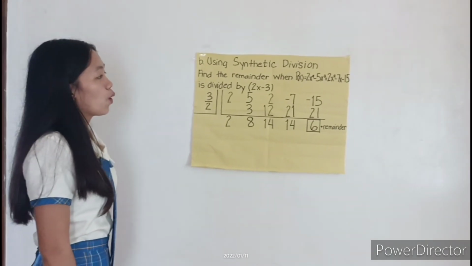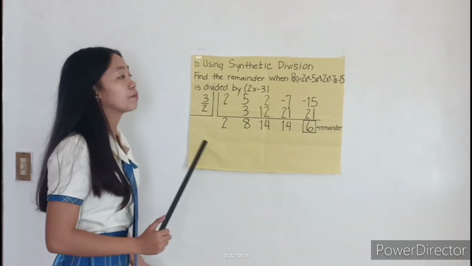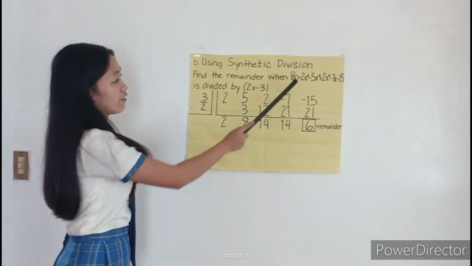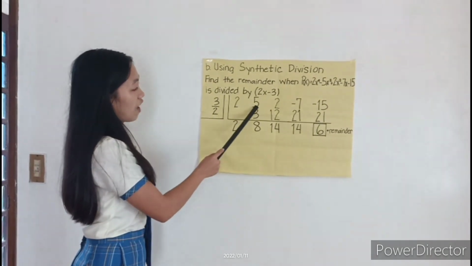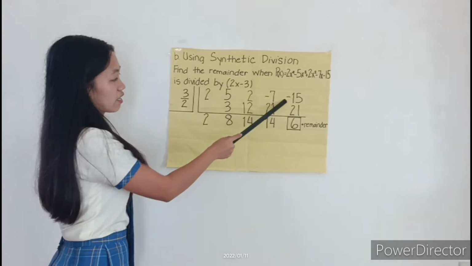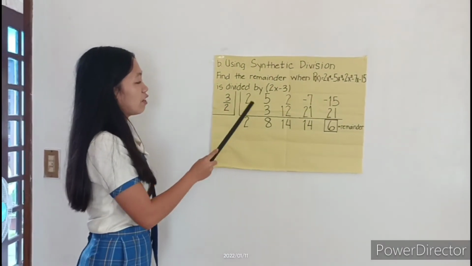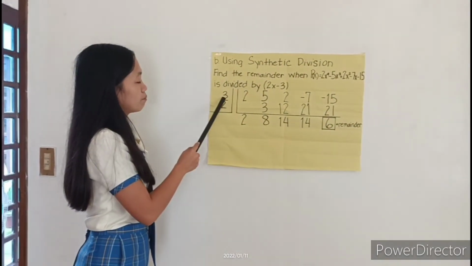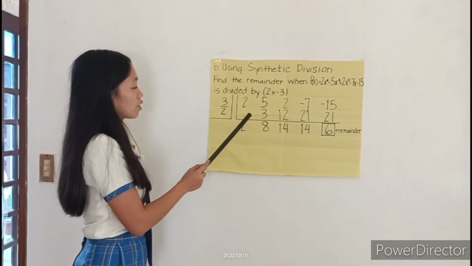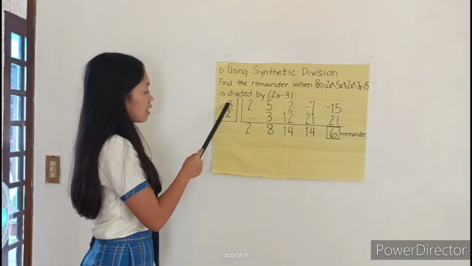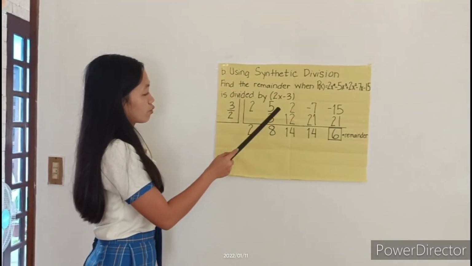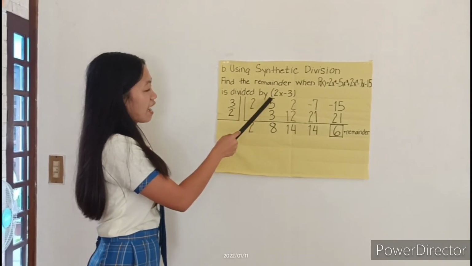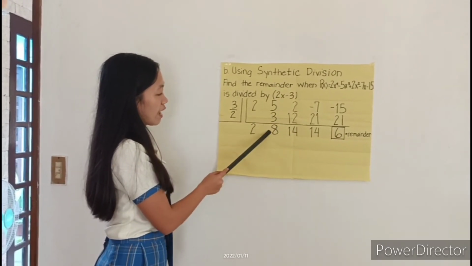After that, we will get the numerical coefficients of our dividend. These are 2, negative 5, 2, negative 7, and negative 15. Next, bring down 2, then multiply by 3 halves. 2 times 3 equals 6 divided by 2 is equal to 3. Next, add negative 5 plus 3, which is equal to negative 2.